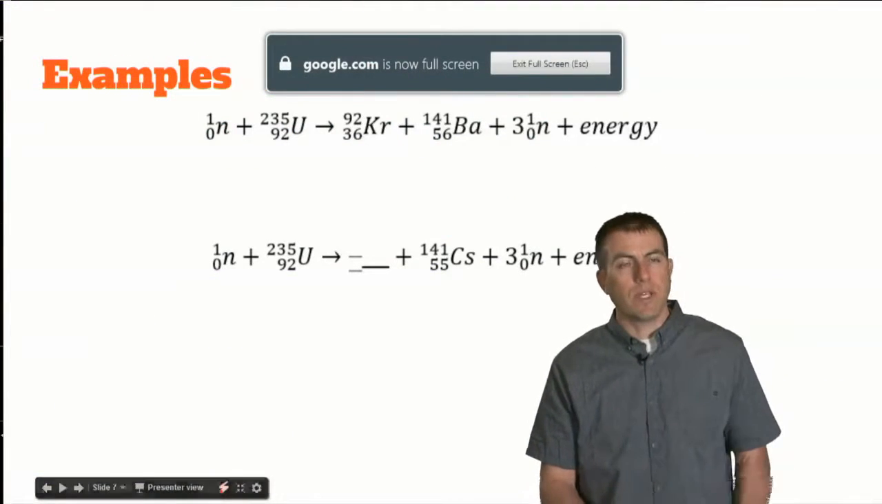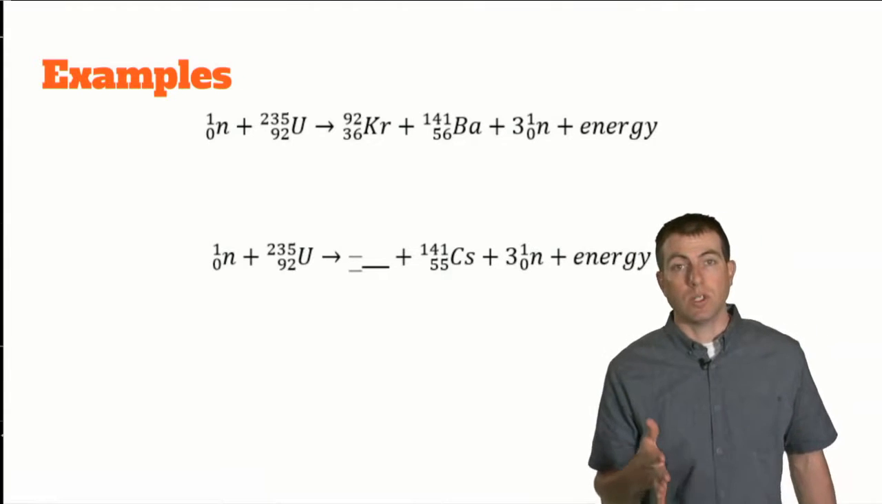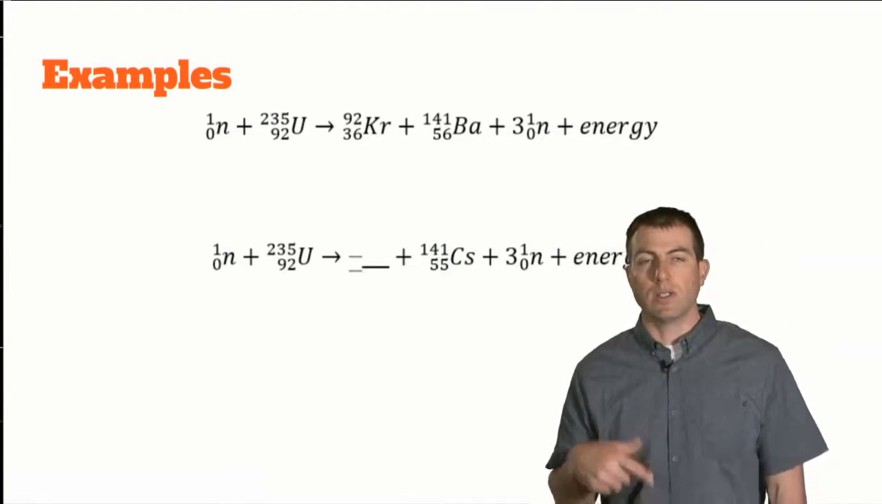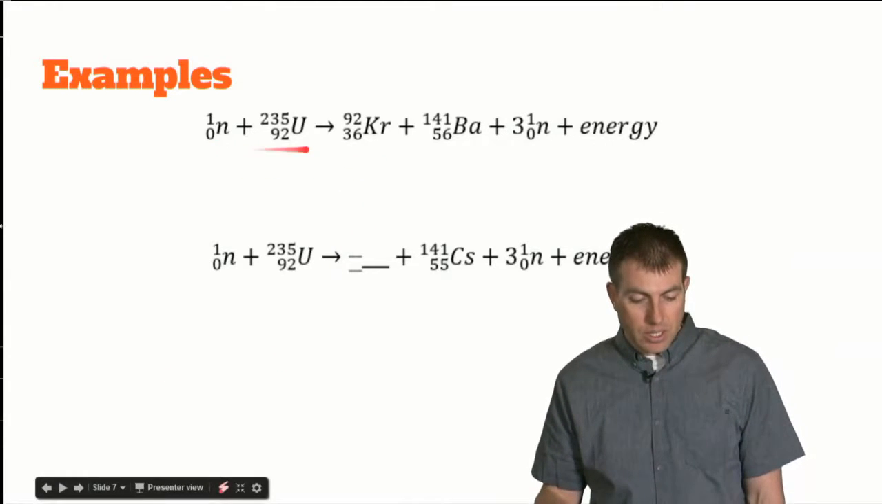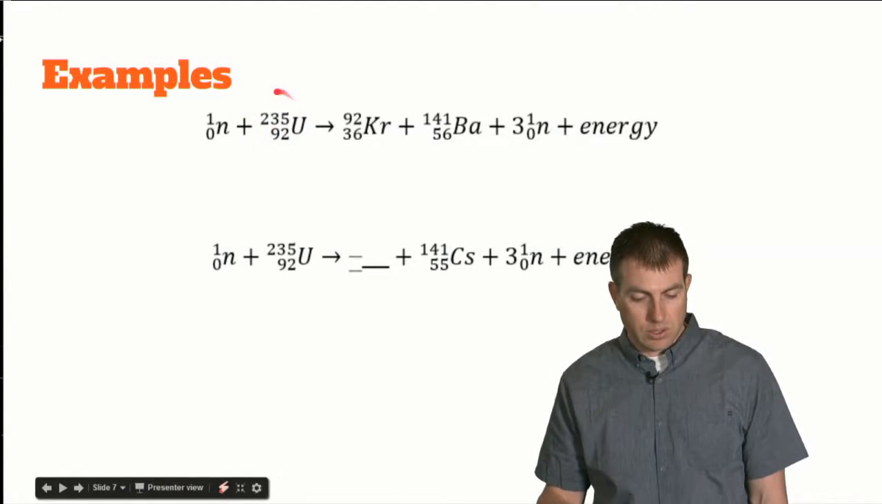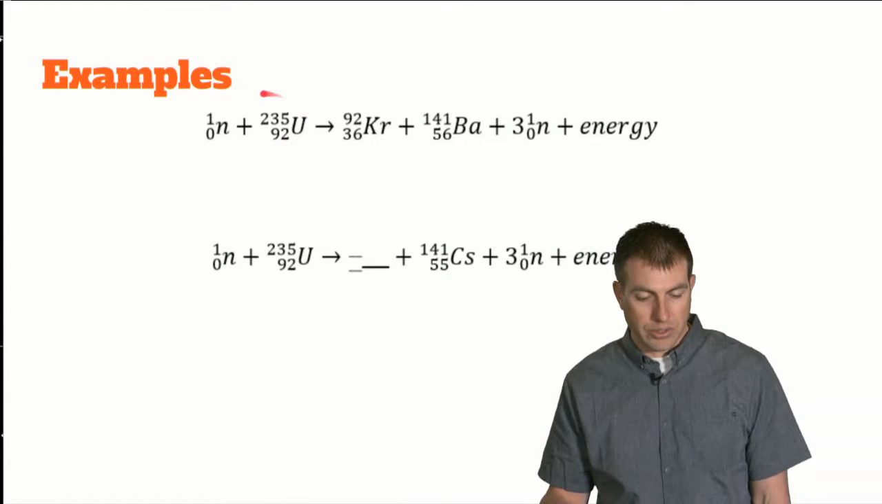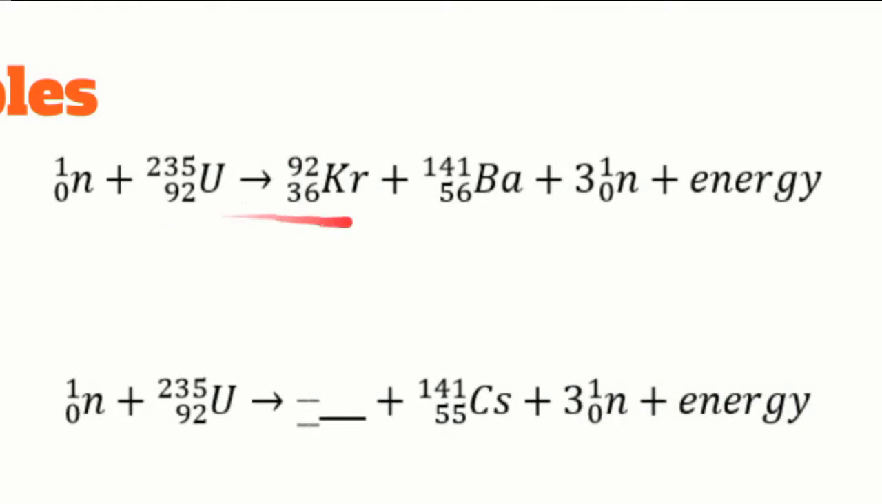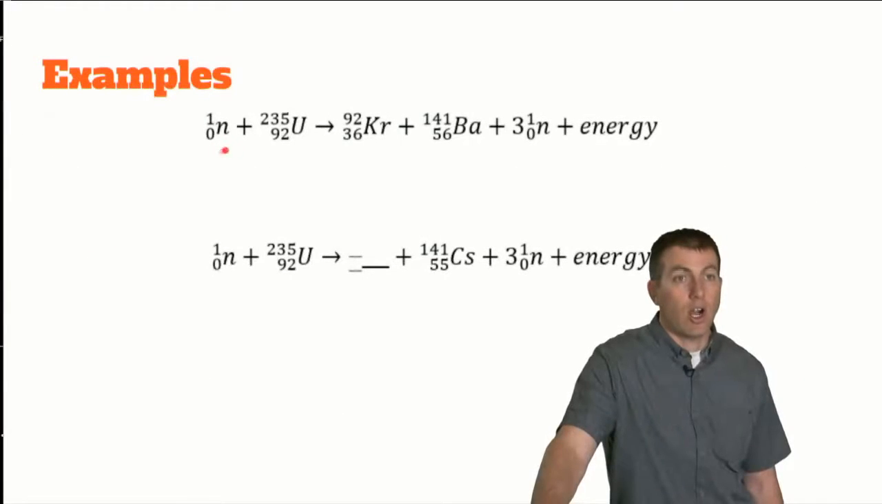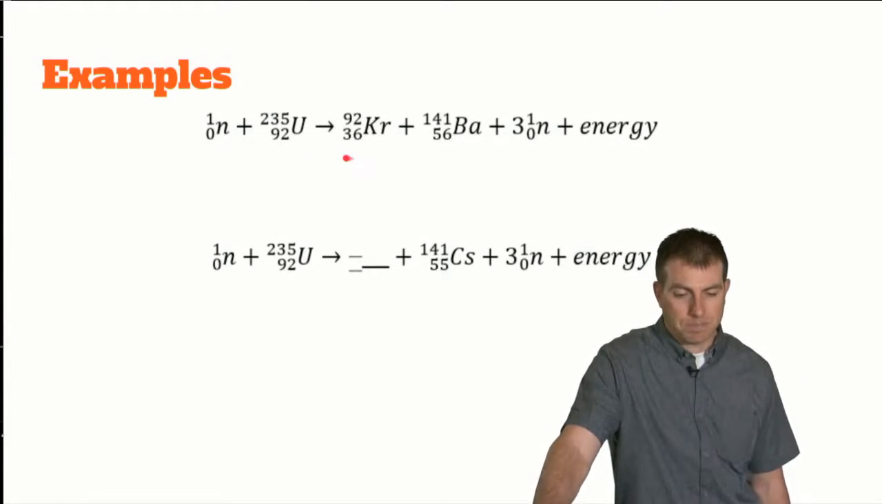There you go. So here's an example of what these types of questions will look like. The first one's done for us, and then the second one is one we're going to do. If we start with uranium-235, which is the stuff that likes to undergo fission, this is kind of the most common decay equation for uranium. You don't need to memorize it, but it is a common way that uranium will break down.